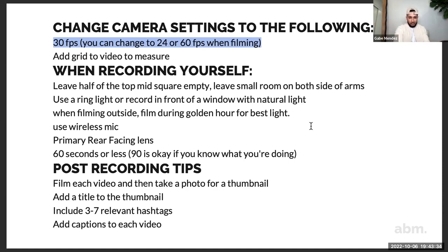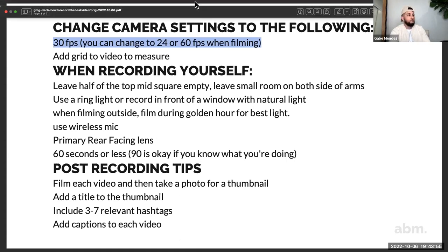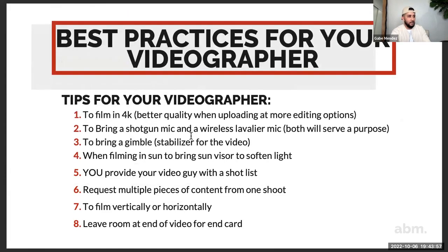Again, you're not playing by Instagram's rules, so they would stop showing those videos. So now you want to use 3 to 7 relevant hashtags. You don't need a lot. And you're not going to put them in your comment section. You are going to put them in the caption section. Lastly, add captions to each video. Any questions about that?